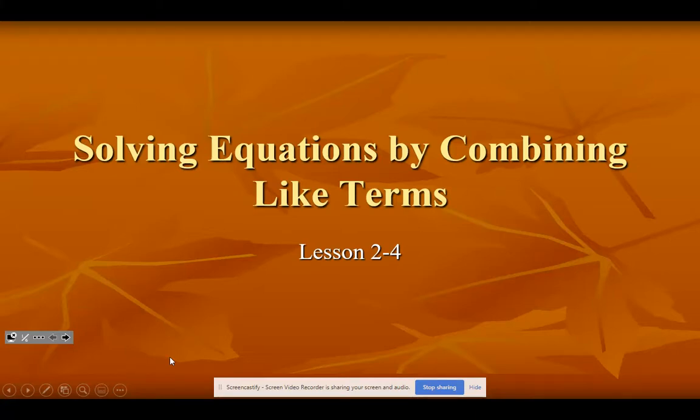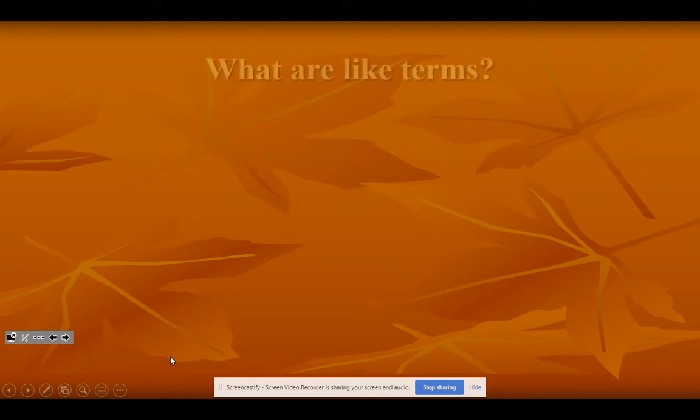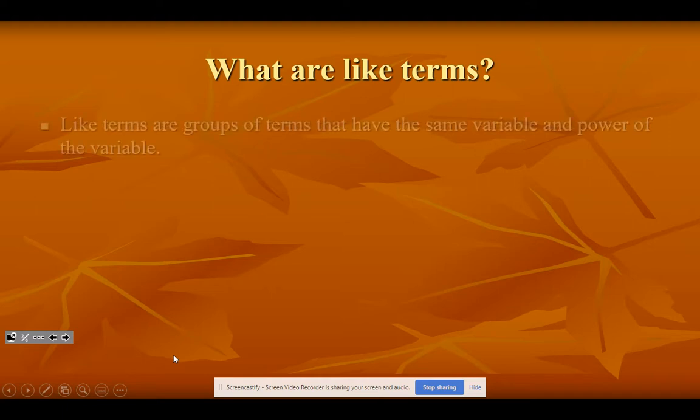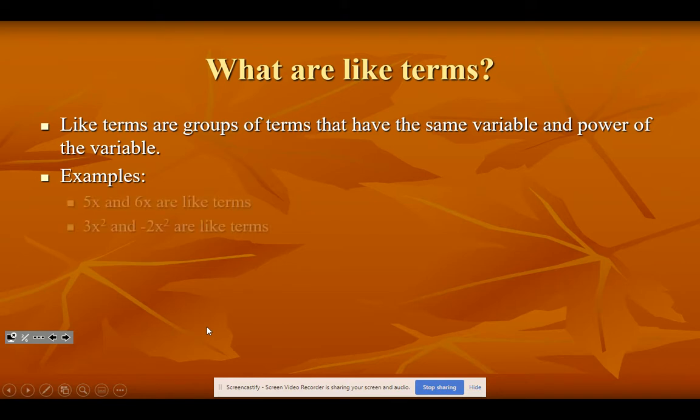This is lesson 2-4, solving equations by combining like terms. Just a quick review of what like terms are. Like terms are any group of terms that have the same variable and the power to that variable. Here's some examples of like terms, 5x and 6x.